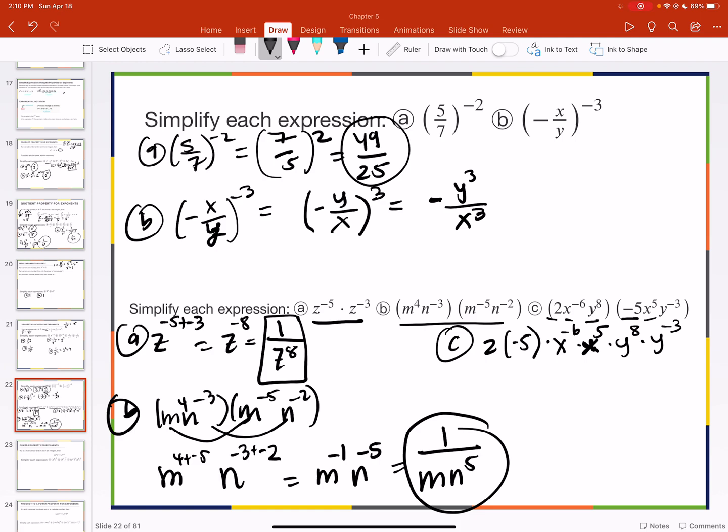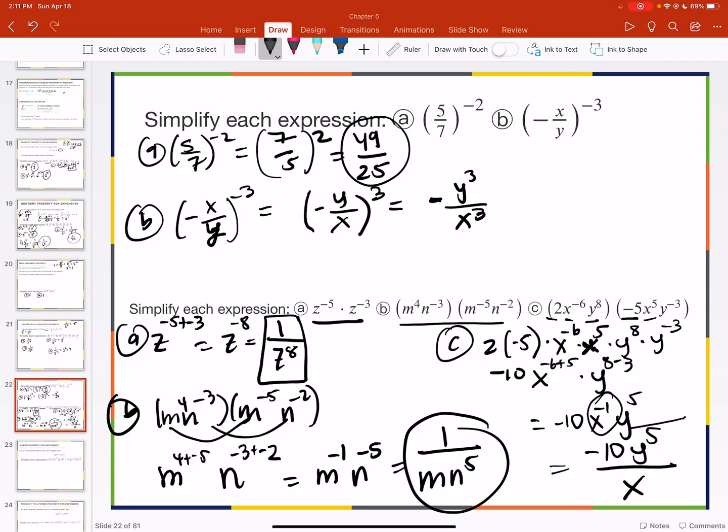So 2 times negative 5, that's negative 10. x to the power negative 6 plus 5, times y to the power 8 minus 3, or 8 plus negative 3. So then that's going to equal negative 10 x to the negative 1 power, y to the 5th power. So rewriting this, this negative x goes to the denominator.